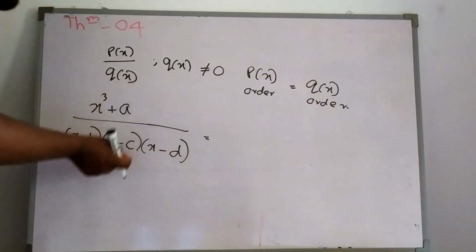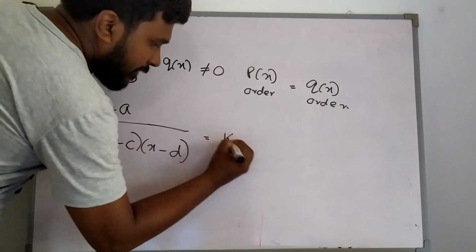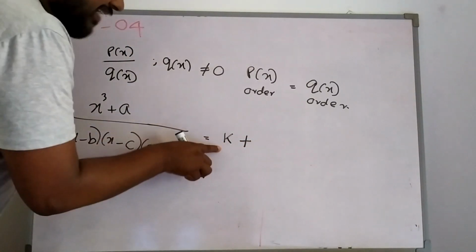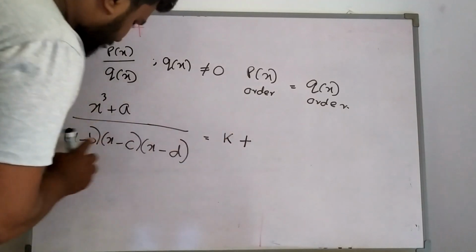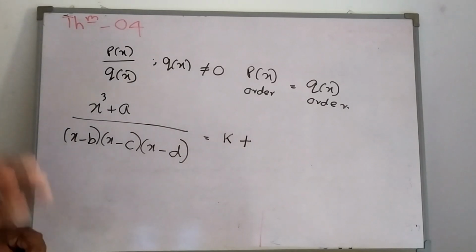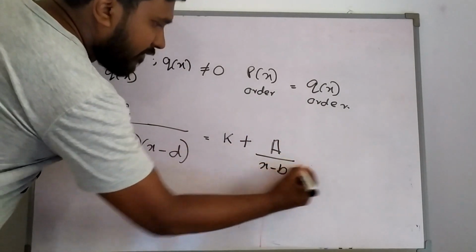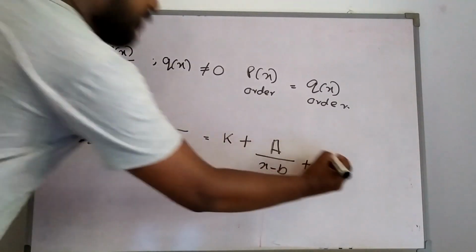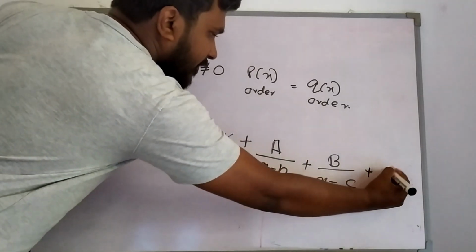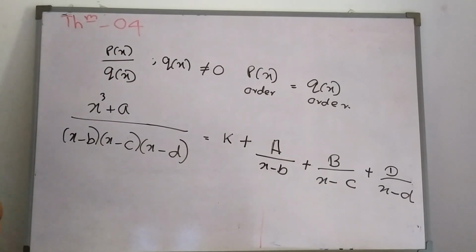And if the order of these two are equal, then remember you have to put a constant over here, an isolated constant k, and the others come in the same manner, just like the first theorem that we have discussed. So it's a over x minus b, here it's b over x minus c, and d over x minus d. This is theorem number 4.